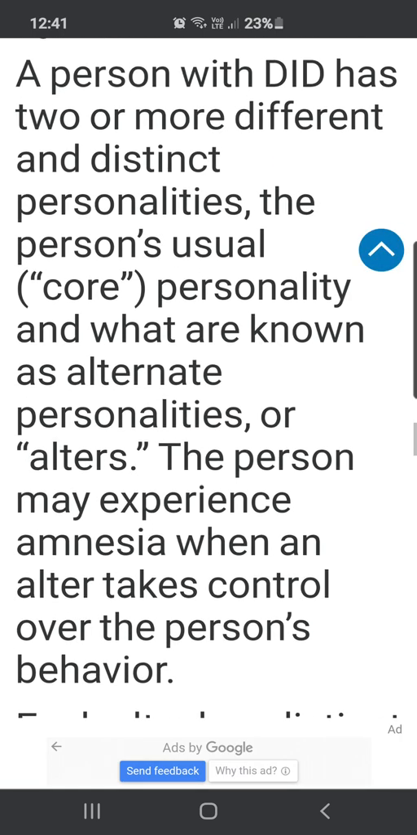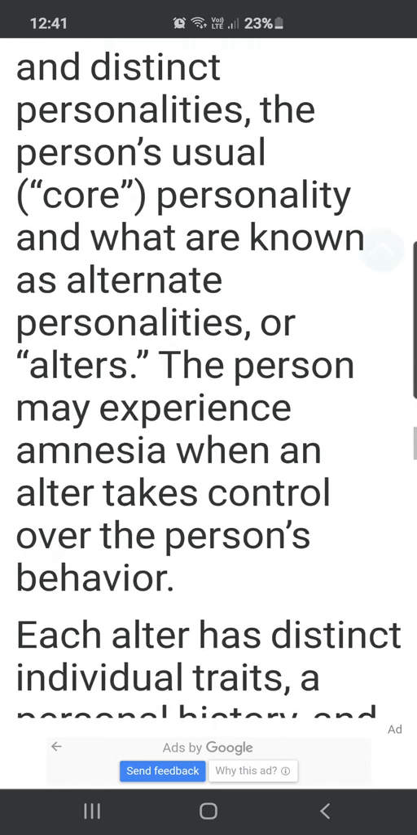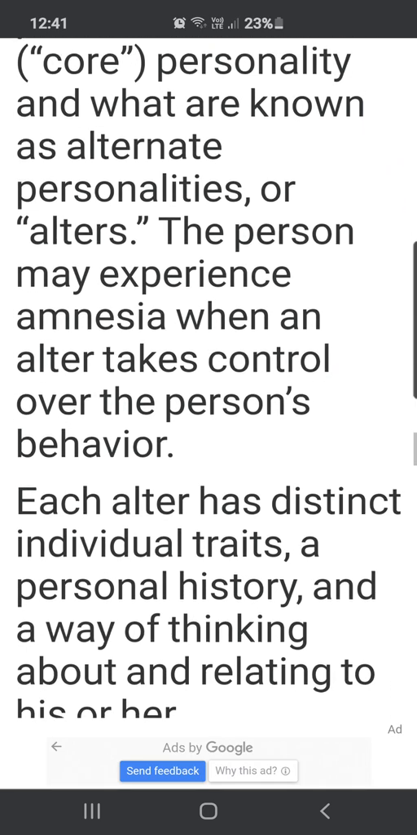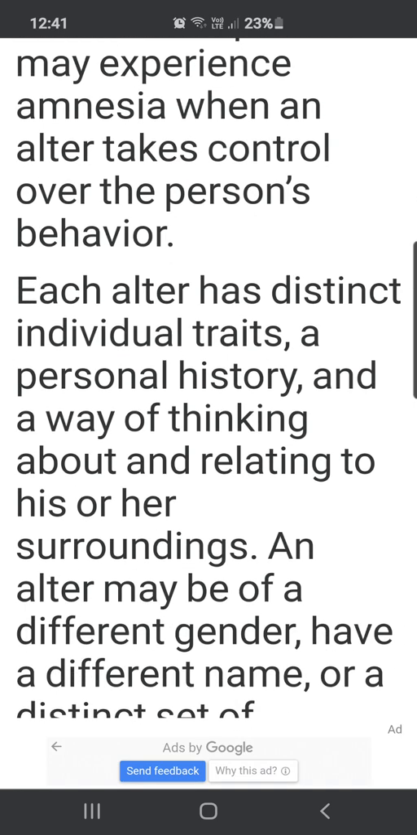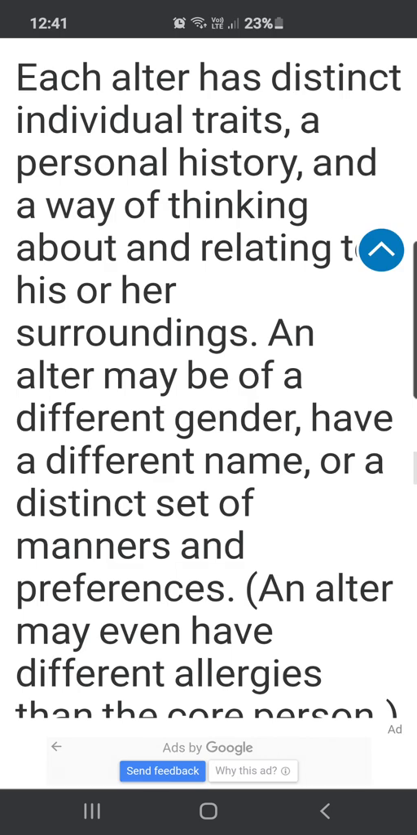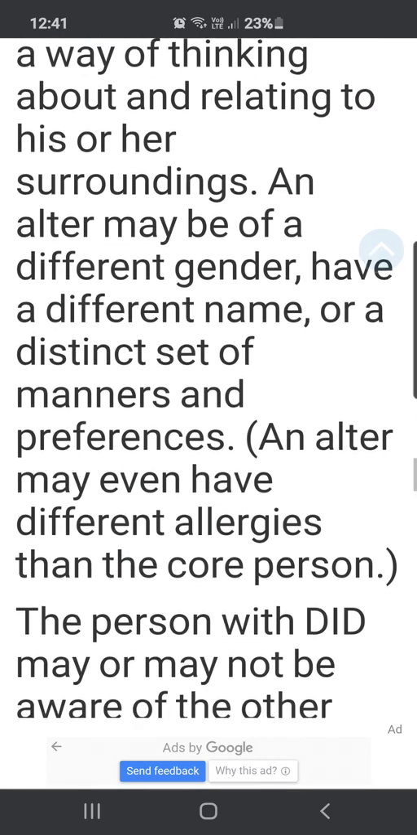What are the symptoms of DID? A person with DID has two or more different and distinct personalities besides the person's usual core personality, and these are known as alternate personalities or alters. The person may experience amnesia when an alter takes control over the person's behavior, which Frank doesn't do, because if he did have multiple personality disorder, how come he remembers the stuff that he's done and yet tries to lie and hide it anyway? Each alter has distinct individual traits, a personal history, and a way of thinking about and relating to his or her surroundings.